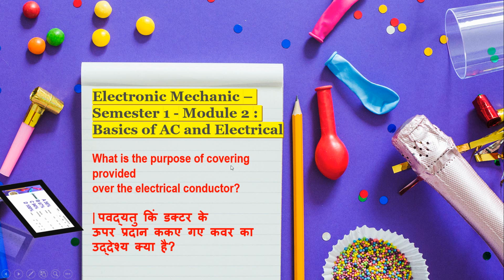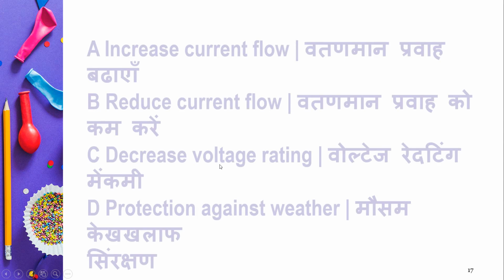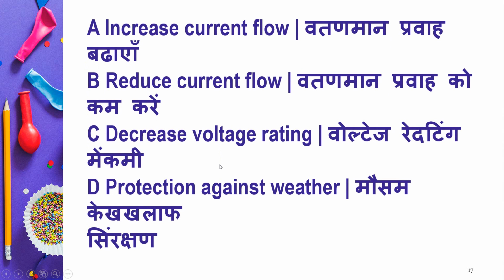What is the purpose of the covering provided on the electrical conductor? It means the electrical conductor has insulating material outside the bare conductor. He is asking what is the purpose of the insulating material? These are the options. We know that the purpose of insulating material is protection against weather. That is the answer.